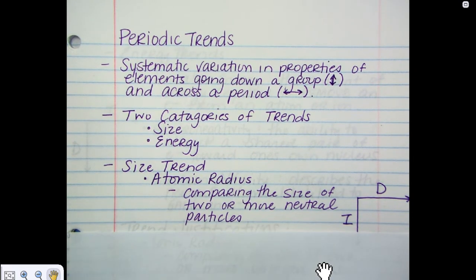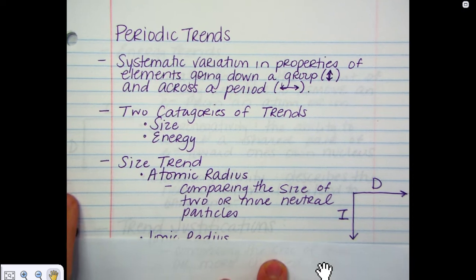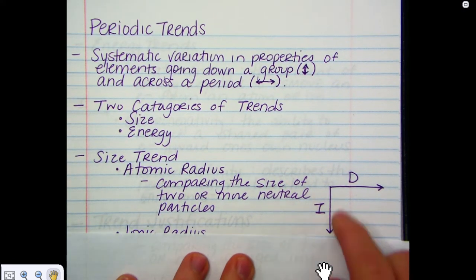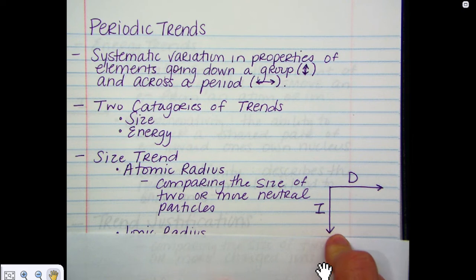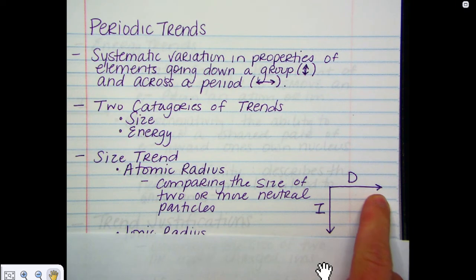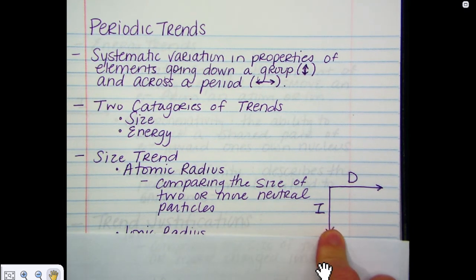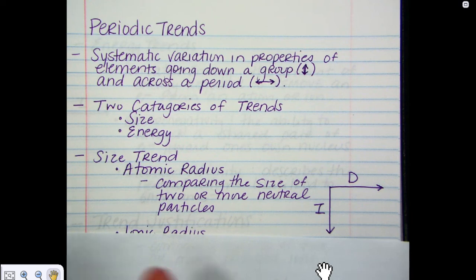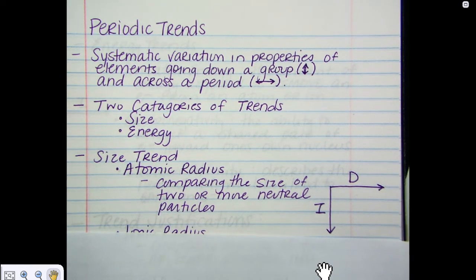So our atomic radius trend is when we're comparing the size of two or more neutral particles. So two or more atoms coming from the periodic table. And we see that the general trend for atomic radius, as I go down the table, the size of my radii increase. As I go across the table, it decreases. So the going down part should make good intuitive sense. As we go down the table, our principal energy levels are increasing. We know that means that the size of our concentric circles is continuing to increase. So it is going to get bigger.